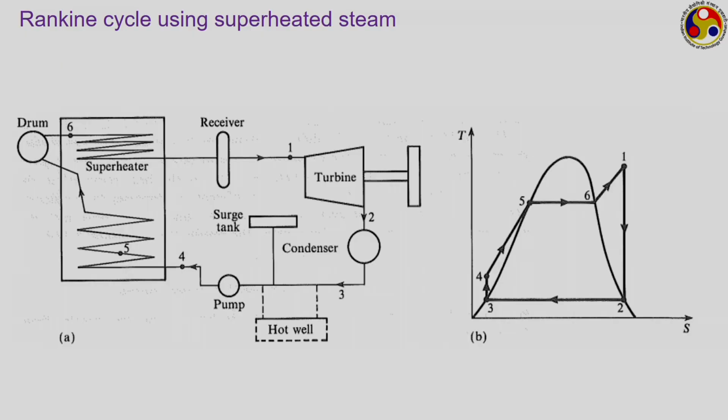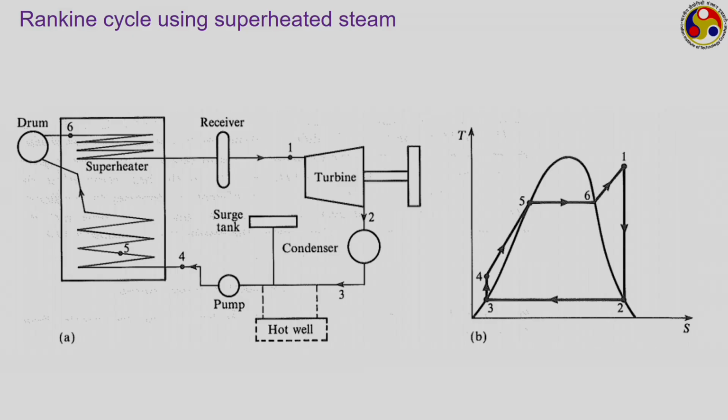I would request you to repeat the same problem by assuming an 80% isentropic efficiency on both pump and turbine side and see what will be the final calculation. But this I am sure has demonstrated to you amply how to do the calculation. Next we move to the more realistic Rankine cycle, where instead of wet steam we go to the superheated steam.